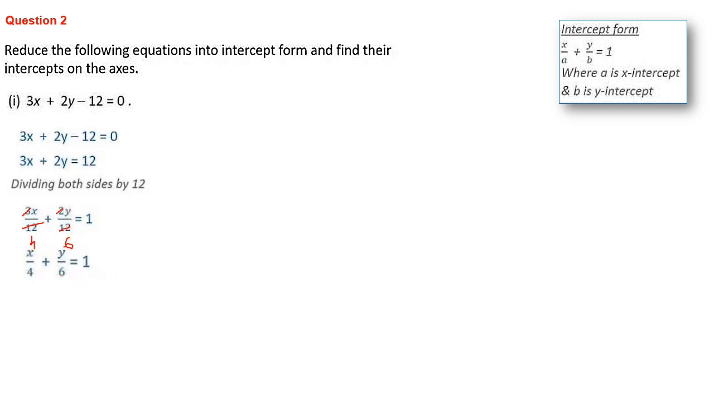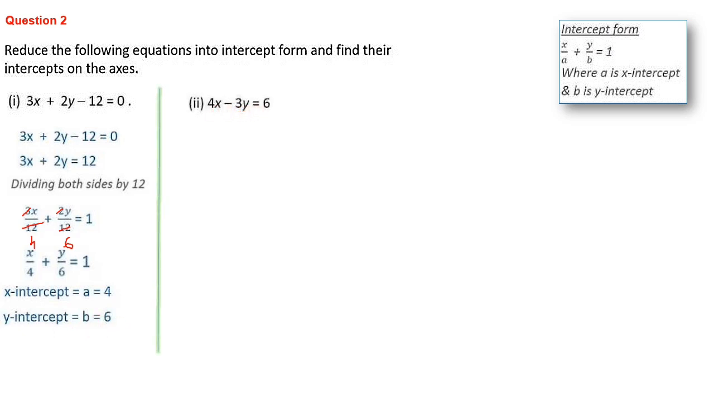Now you see it is in the same format. Only x is there in the numerator. Here only y is there in the numerator. Right side is 1. You see that everything is there. So we can write the x-intercept. X-intercept means what is there along with the denominator of x. Denominator of x is 4. Y-intercept means the denominator of y, that is 6. Move on to the next question.